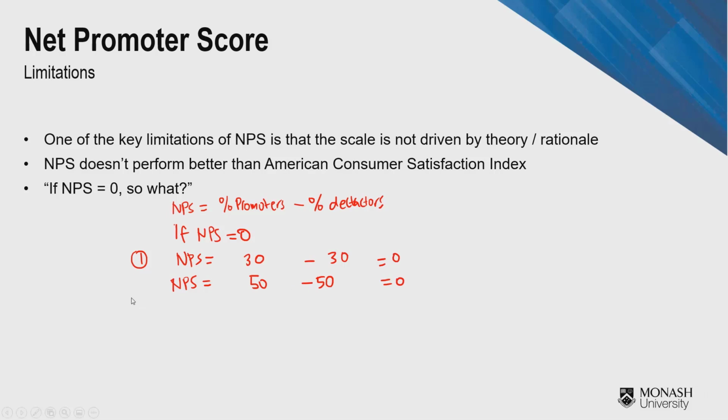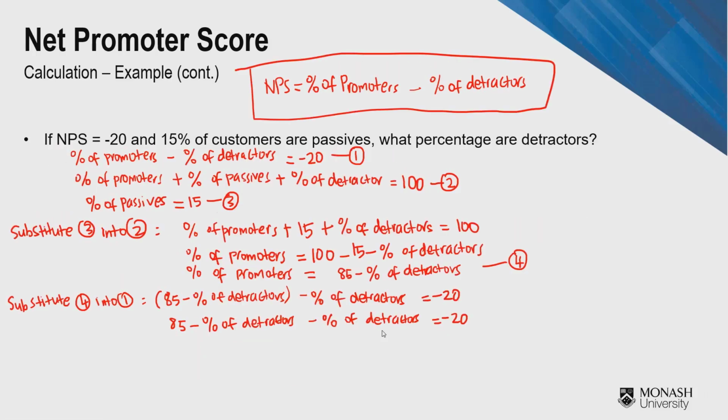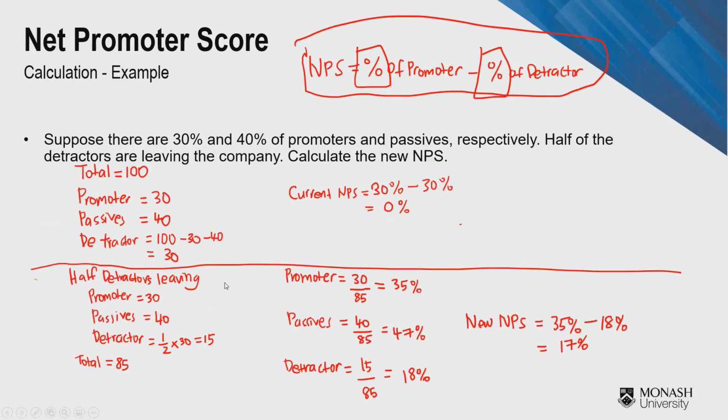So this is what it means: there are so many combinations that will give you NPS equals to 0. When you look at the limitation of NPS, it's also technically something we have done just now, in this particular example. Suppose there are 30% and 40% of promoters and passives respectively, and half of the detractors are leaving the company. So promoters 30, passives 40, detractors 30. So current NPS is equal to 0.